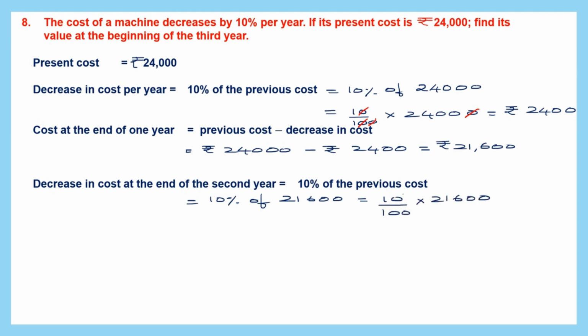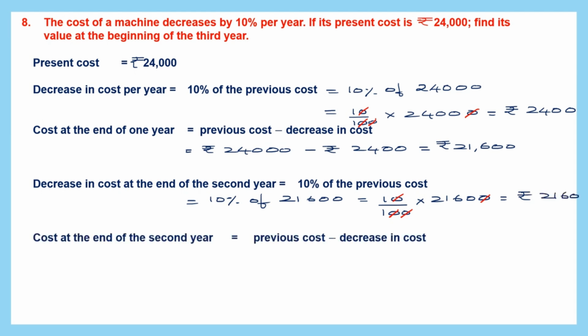So here we can cancel the zeros, one more zero, and we have 2,160. So this is the decrease at the end of the second year. So what is the cost at the end of the second year? The cost at the end of the second year is the previous cost minus the decrease in cost. So the previous cost is rupees 21,600. From that we have to subtract 2,160. So what do we have when we subtract these two numbers? We have 19,440. So this is the cost at the end of the second year.